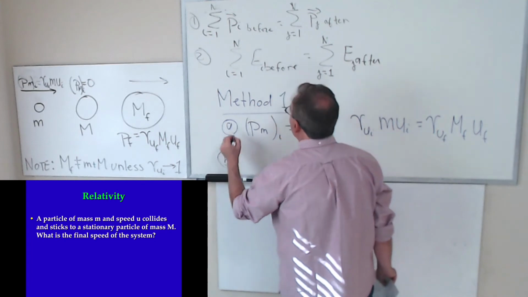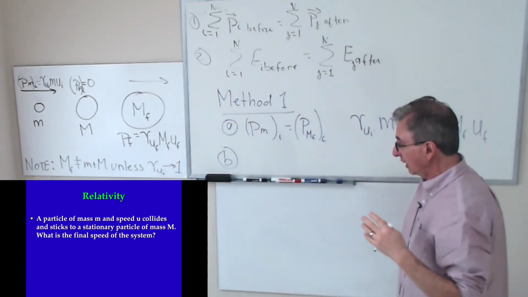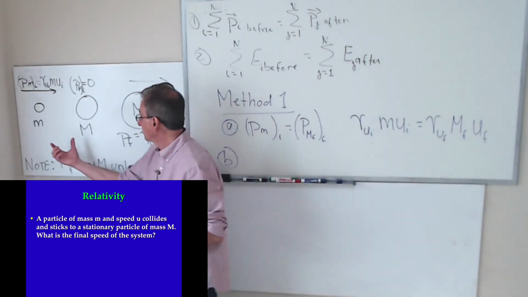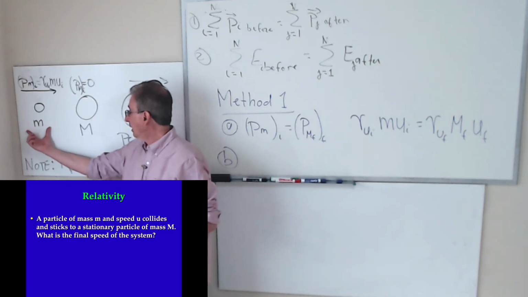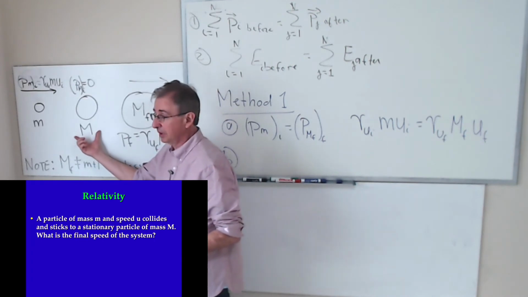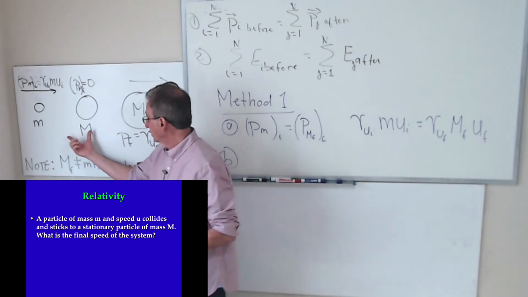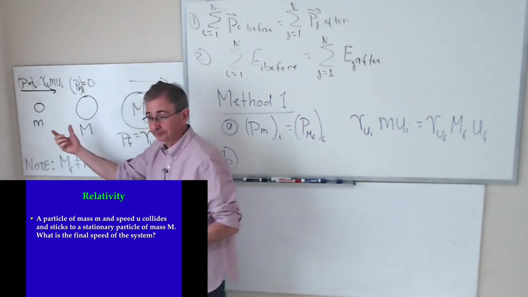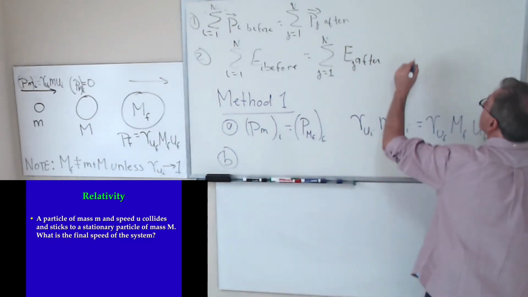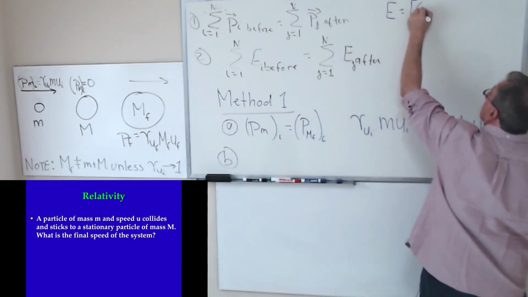And then the energy, I want to write whatever I had before equals whatever I had afterwards. Initially, my total initial energy is going to be the total energy of little m plus the total energy of big M. Now, big M was not moving. Little m was moving. And we can write the total energy a couple different ways. If you remember, we can write the total energy in the following way.